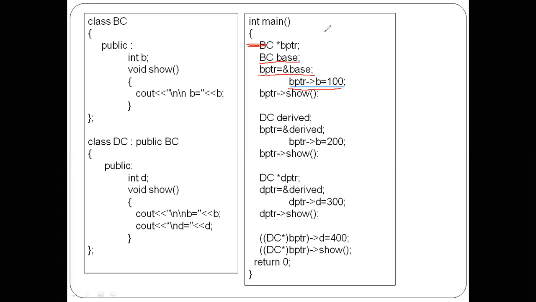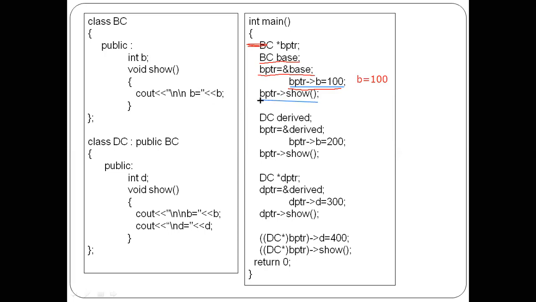What is meant by this line? With the help of the base pointer you are going to initialize which variable? The b variable with the value 100, and the b variable is available in which class? Inside the base class. So what is the value of b? It is 100. Okay, so when you are going to print this particular value with the help of the base pointer show, what is the logic behind the base pointer show method? Which method is going to be called, either from the base class or the derived class?